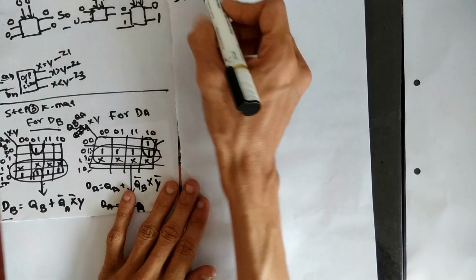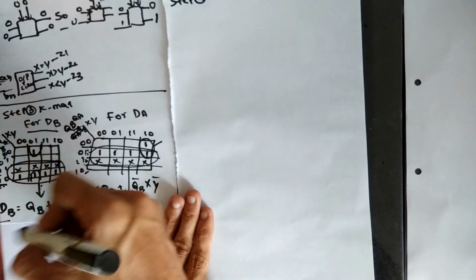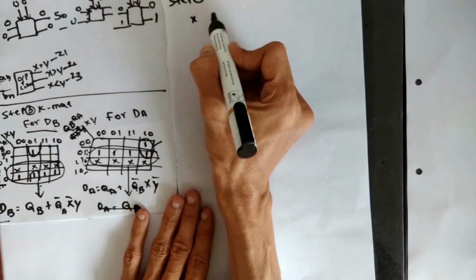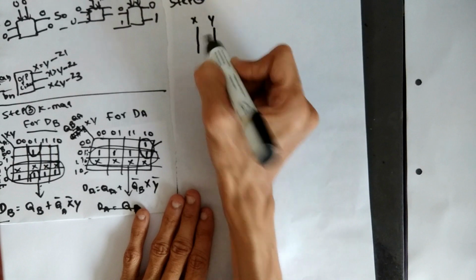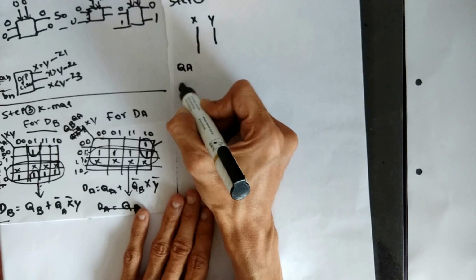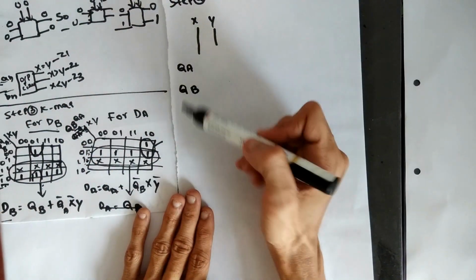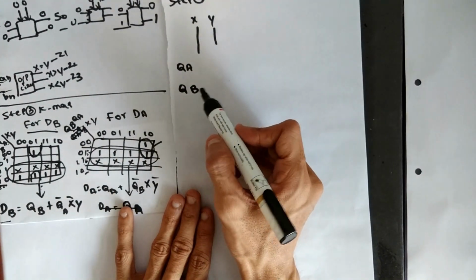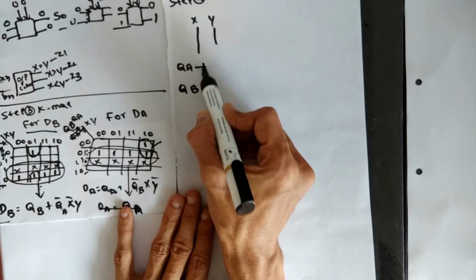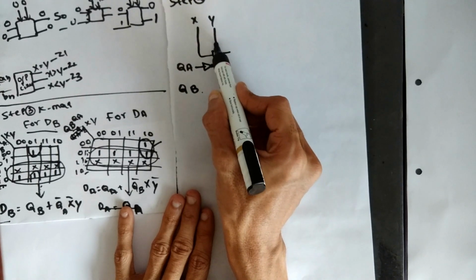This is step 4. We can draw the diagram of whatever we obtained from the K-map equation. So here DB is nothing but QB plus QA bar X bar Y. Take X and Y from these cases and take QA and QB as inputs. Instead of QA, QB, you can take A and B directly, because this is not a flip-flop output. In this case we have QA bar, so I will take QA bar, and then X bar, so I will take X bar, and Y.